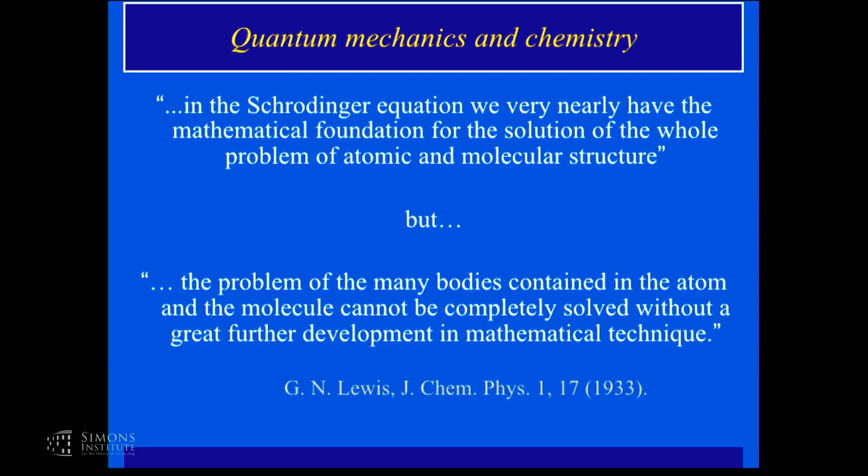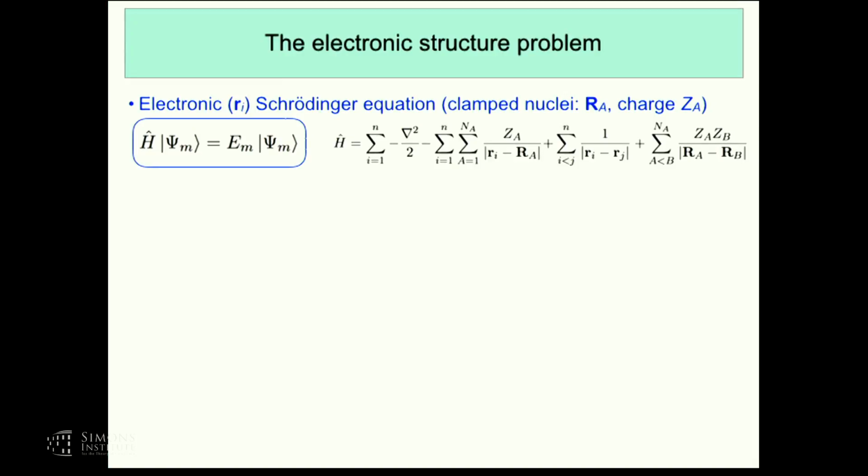So my job is to try and tell you a bit about how chemists have coped with the necessity for a great further development in mathematical technique. We are trying to solve the Schrödinger equation in the clamped nucleus approximation. This is a nasty-looking eigenvalue problem, a partial differential equation in the coordinates of the electrons. The nuclei are clamped, so they provide simply a fixed field. We have kinetic energy, electron-nuclear attraction, and electron-electron repulsion.